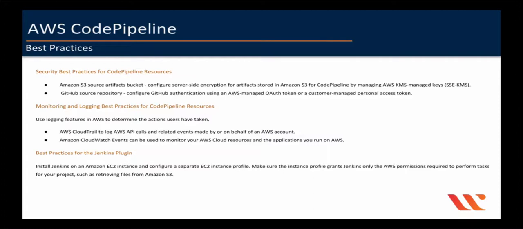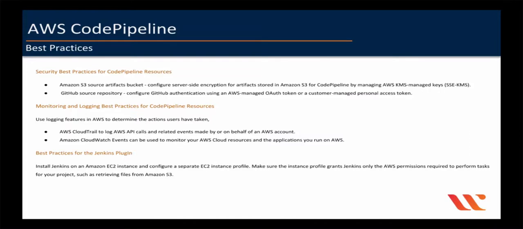And for a GitHub source repository, configure GitHub authentication using an AWS managed OAuth token or a customer managed personal access token. And for monitoring and logging best practices, use AWS built-in logging features to determine the actions users have taken, which are AWS CloudTrail to log AWS API calls and related events made by or on behalf of an AWS account. And AWS CloudWatch Events can be used to monitor your AWS cloud resources and the applications you run on AWS.